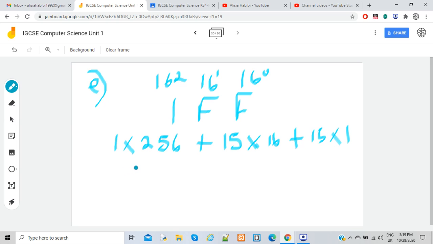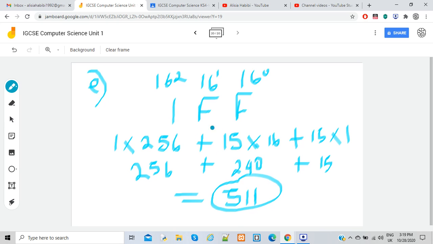So finally, we're going to get a value of 256 on the side. And of course, we're going to add it to 15 times 16, which is going to give us 240. And then we're going to add this to 15 times 1, which is going to give us 15. So eventually, our final answer for this question is going to be 511, which is the equivalent denary value for this hexadecimal value here.